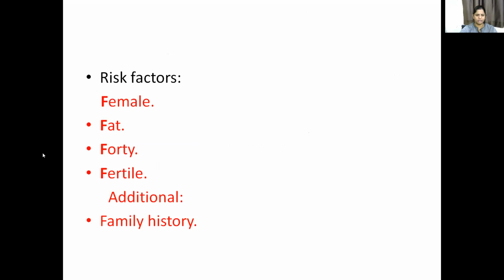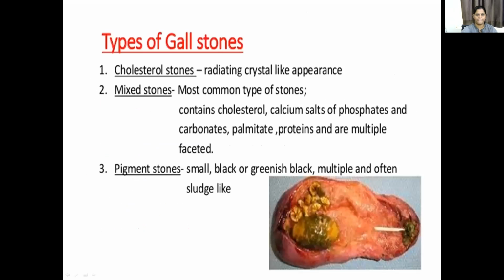So what are the risk factors? Four Fs: female, forty, fatty, fertile. And another additional one is family history. Females are at more risk of forming gallstones than males. If you're fat, you have more chance of developing this. Usually in the 40s, fat females are more prone to form gallstones.